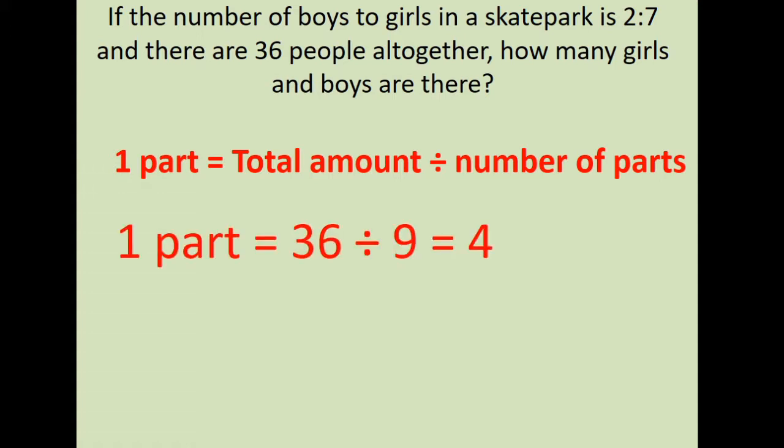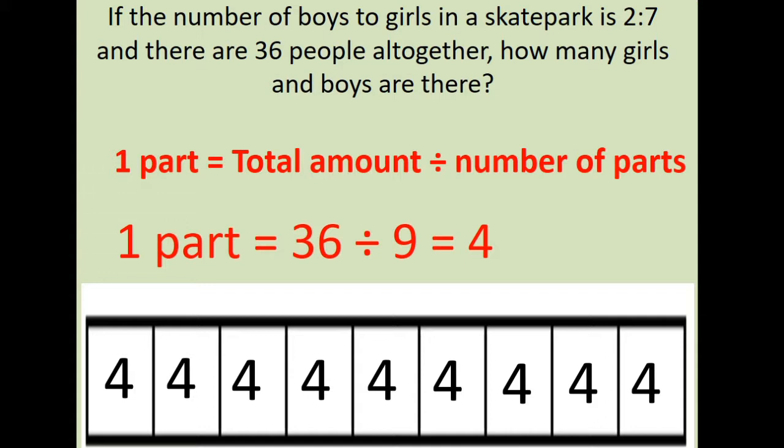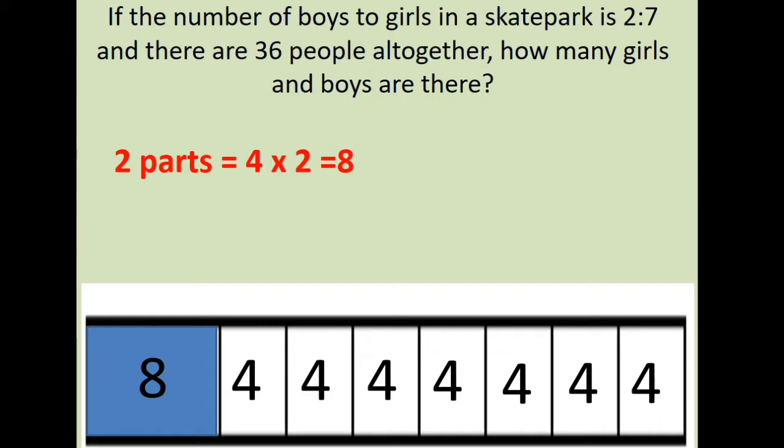1 part is equal to 36, which is the total amount of people, divided by 9, which is the total number of parts, which is 4. So that means every bar is going to be equal to 4. Then involves finding out how many girls there are and how many boys there are. Because 2 of the bars are represented by the boys and 7 of the bars are represented by the girls, 2 parts is equal to 4 multiplied by 2, which is 8. So the boys are represented by this section of the diagram, so there are 8 boys altogether.